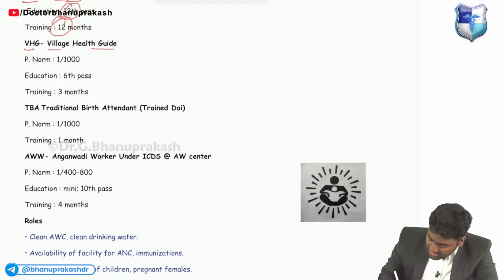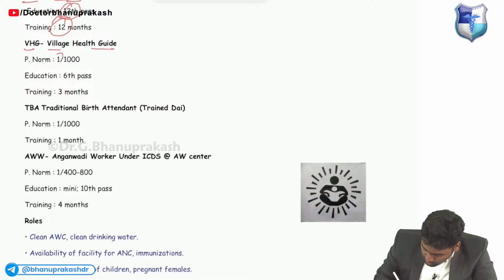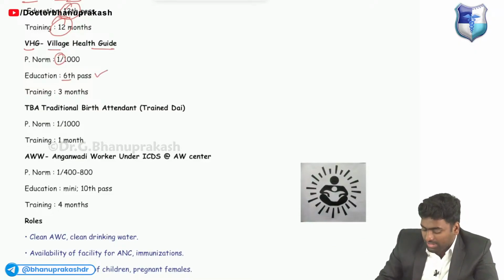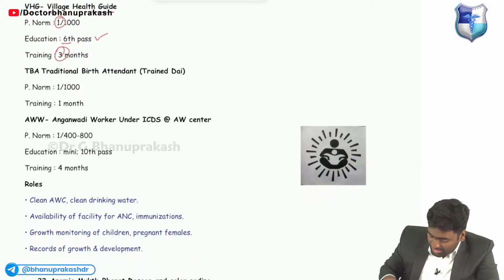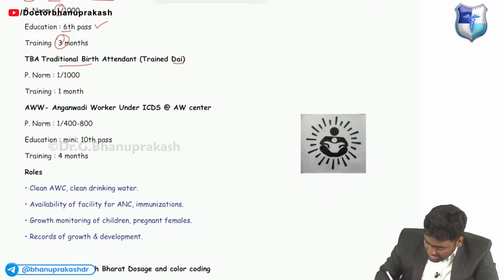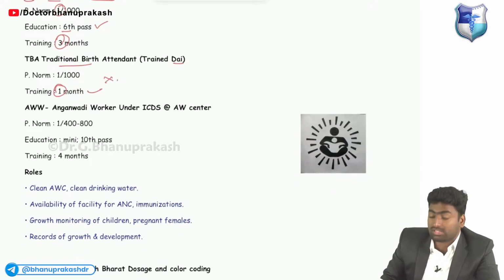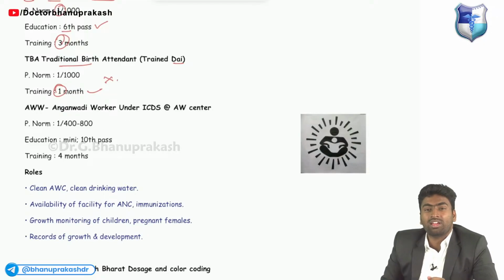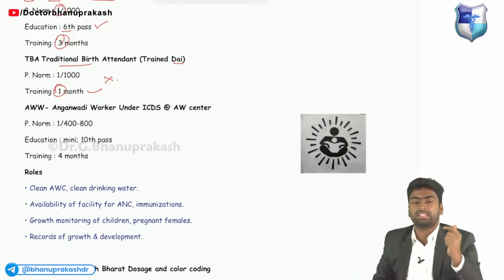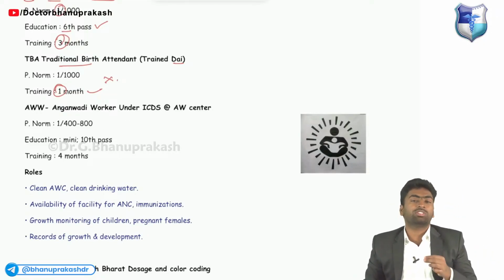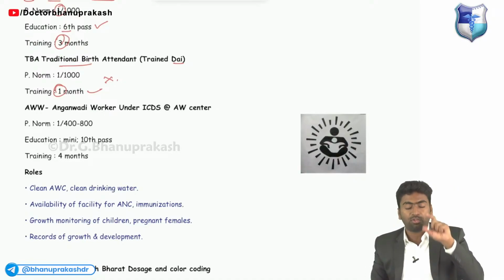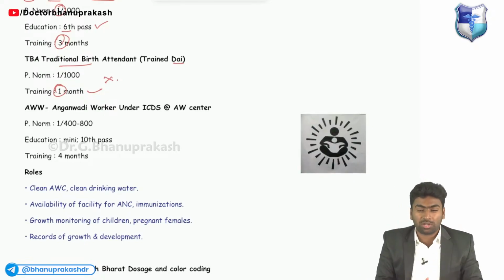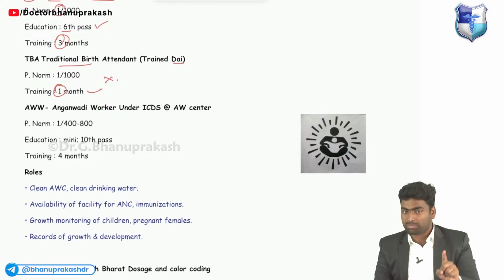Then village health guides: the population is 1 per 1,000, but there is no access. They need to have at least 6th pass, and their training is for 3 months. And we know the dai. They don't need any education, but they need training for 1 month. Since both the village health guide and the dai are at village level, they need training of 1 month. Remember, they will be around 1 per 1,000 population. ASHA is also 1 per 1,000 population.